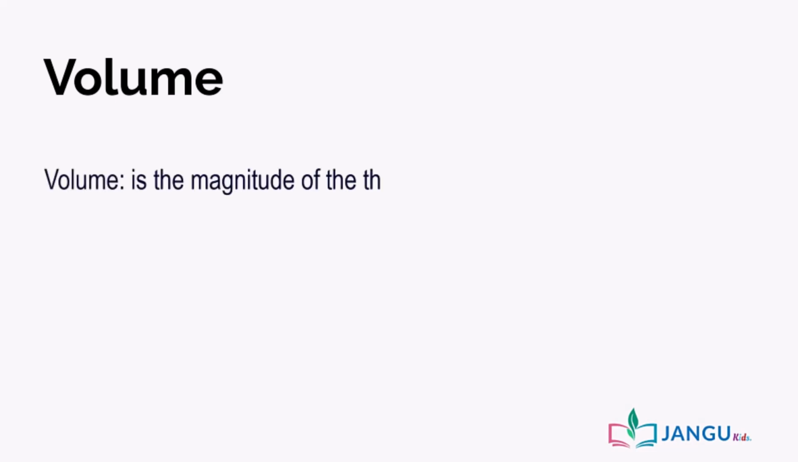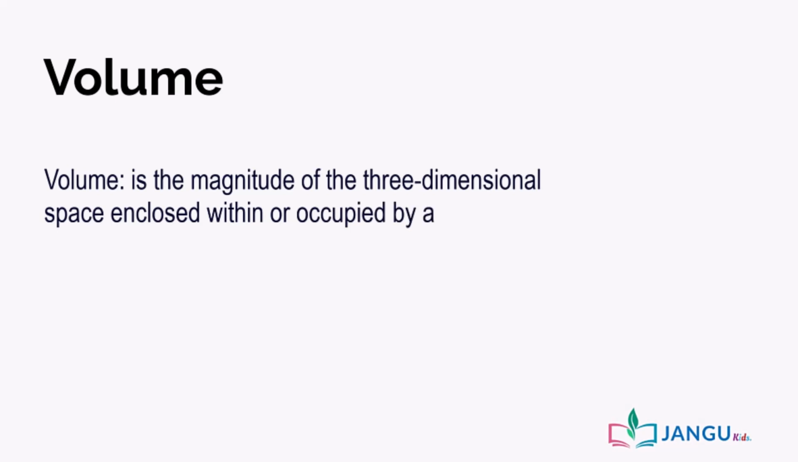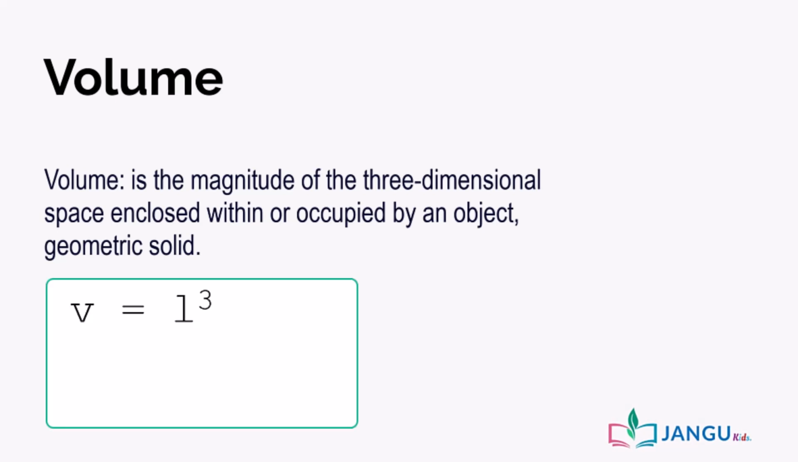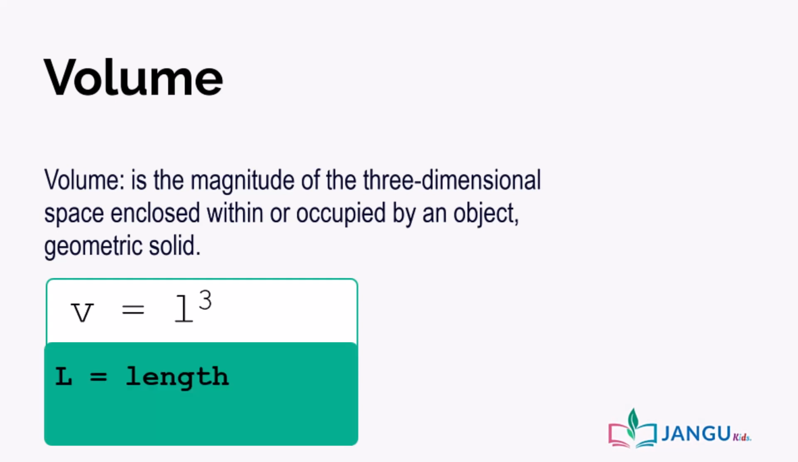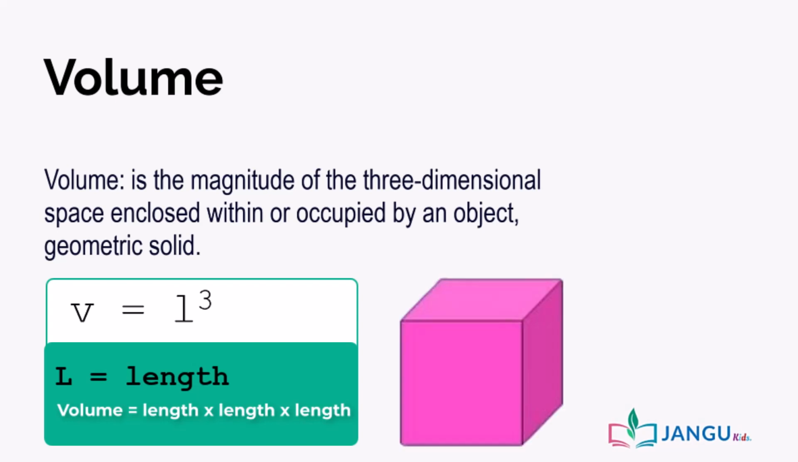Now let's talk about volume. According to the dictionary, in mathematics, it is the magnitude of the three-dimensional space enclosed within or occupied by an object or geometric solid. To get the volume of a cube, we need to use a simple formula, which is V equals L cubed. L stands for length, so the volume of a cube is length times length times length. This is because the lengths of a cube are all equal.